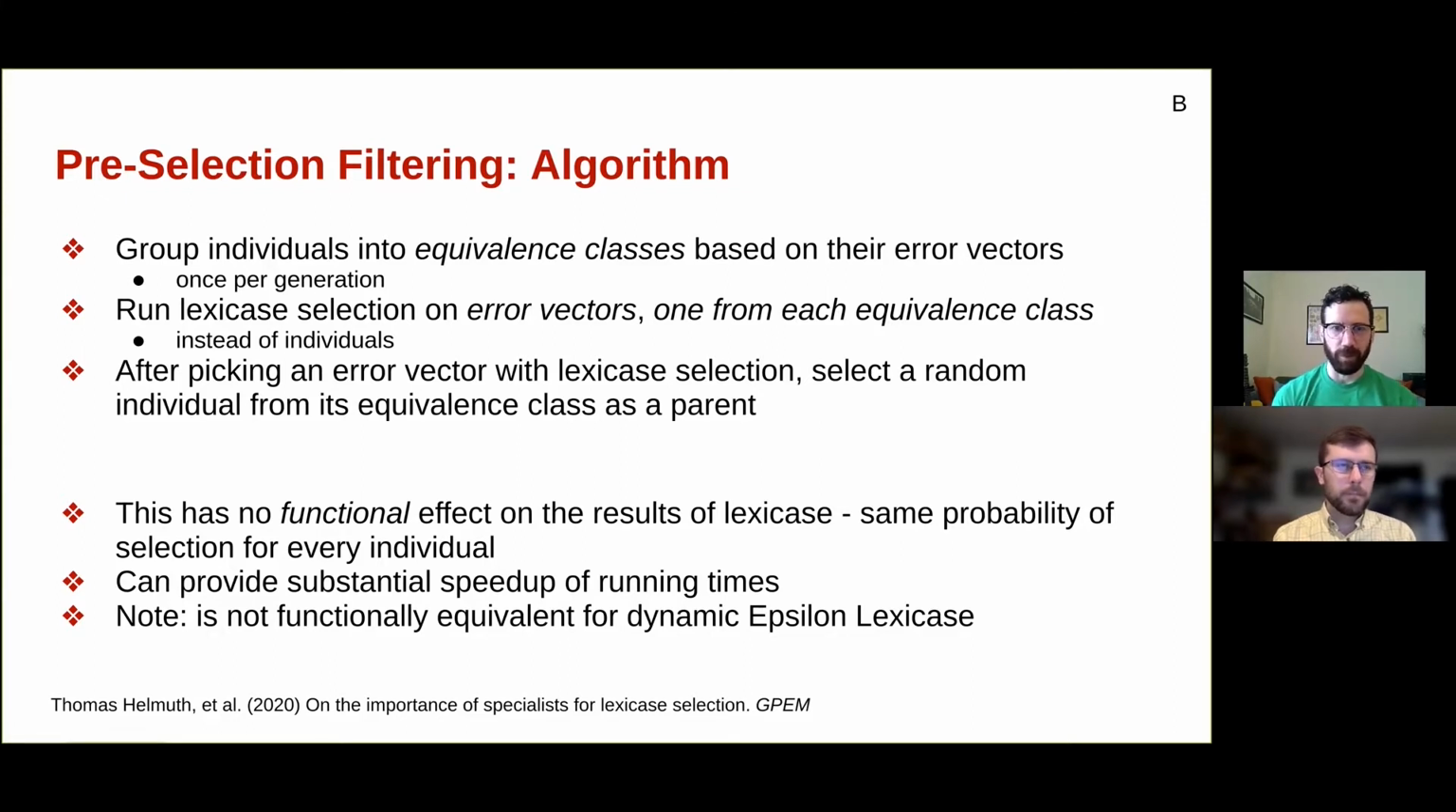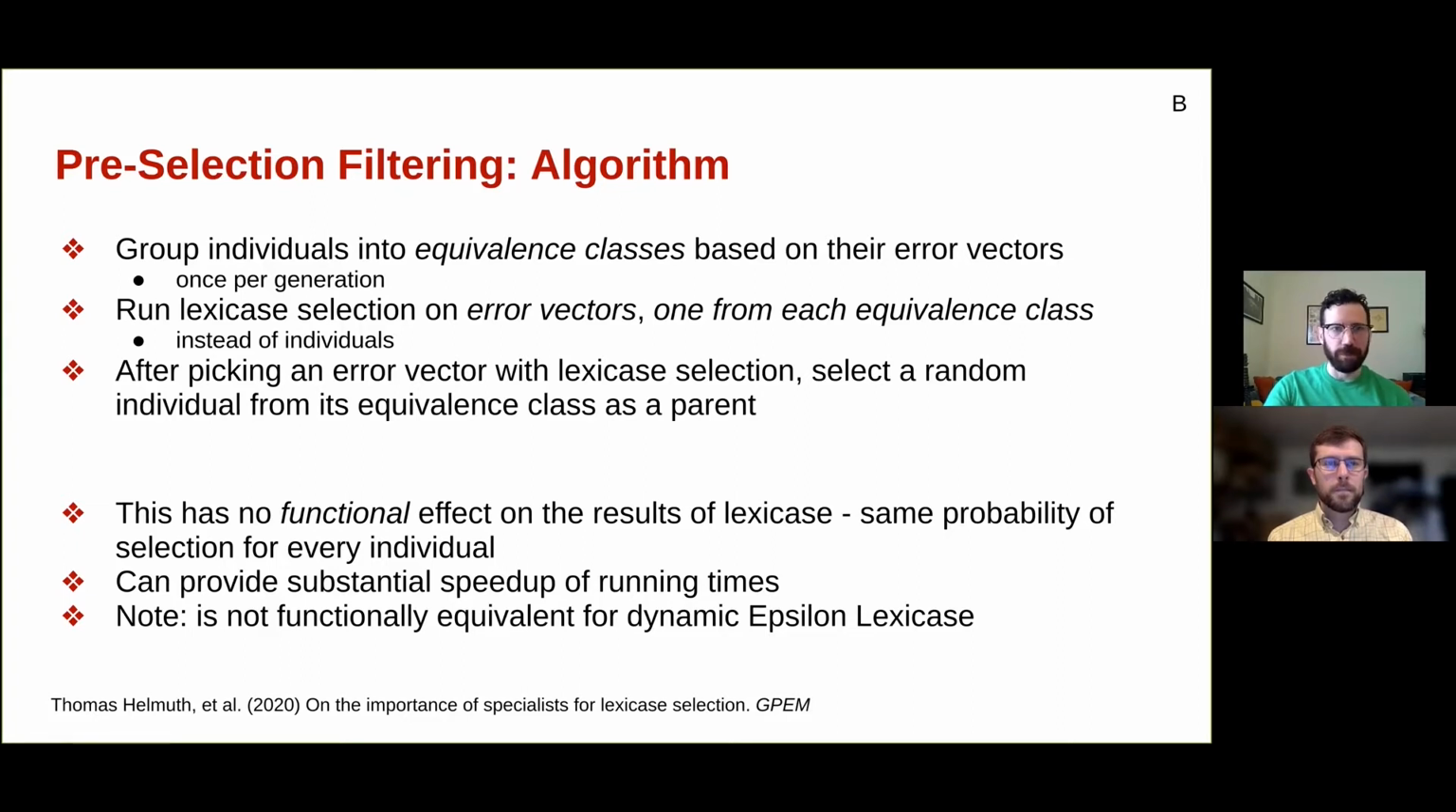We group individuals into equivalence classes based on their error vectors. We can do this once per generation. Then we just run Lexicase selection on one error vector from each equivalence class, instead of running it on all of the individuals. After we've run Lexicase selection and picked an error vector, we associate that error vector with the equivalence class it comes from and then select a random individual from that equivalence class. You'll note that this corresponds to the last step in the Lexicase selection algorithm, where we're choosing randomly from individuals left in the pool.